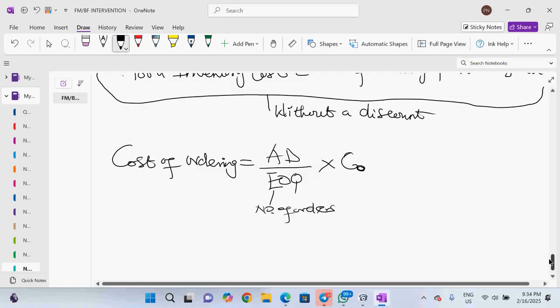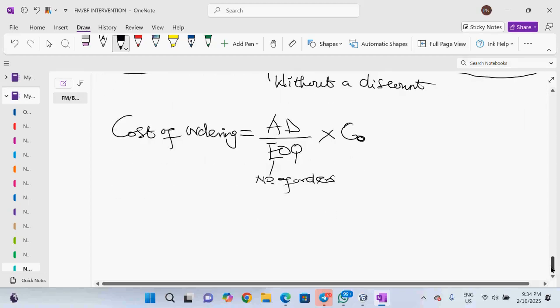If every year you order 100,000 units, and it comes at 100 units per order, once you divide the 100,000 by the 100 units, you get the number of times that you ordered. So for each time you order, there is the cost per order. That gives you the ordering cost, right? It's simple like that. So that is the cost of ordering.